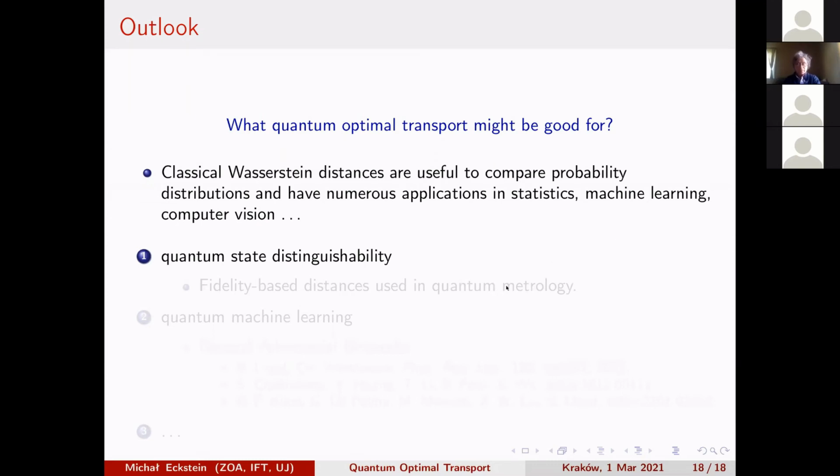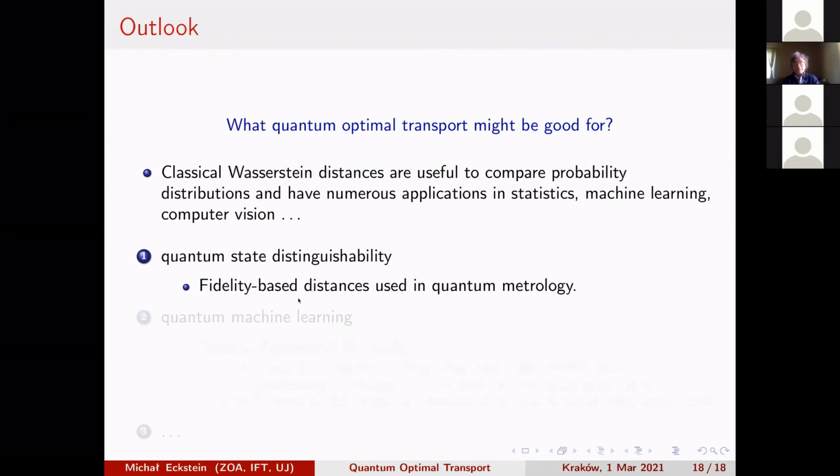So a natural expectation would be to say, okay, maybe quantum optimal transport can help compare quantum states. And this is related to quantum metrology. In particular, all of these fidelity-based distances, the Bures distance, are used in quantum metrology. And certainly this quantum transport metric can serve to distinguish states as well. Okay, it's just the beginning of the story, so it's not particularly clear right now how one can employ it. If you have any idea, then we are more than happy to hear about it. But we think there's a big potential.